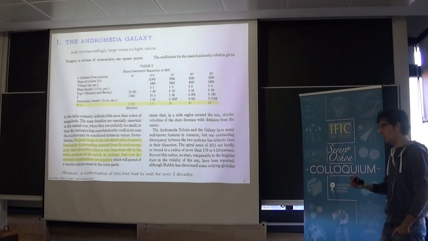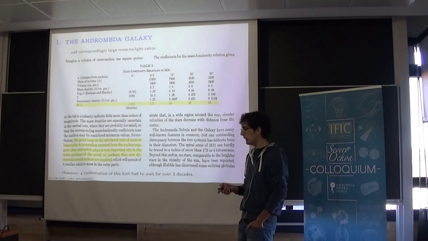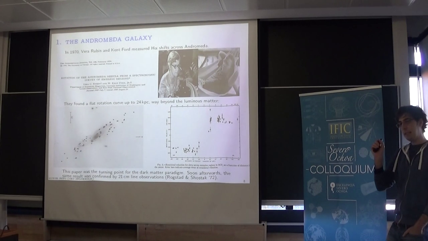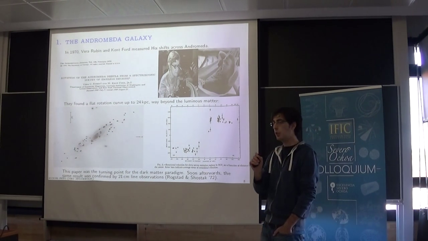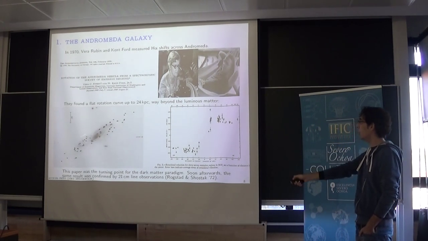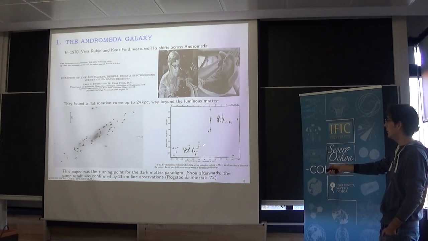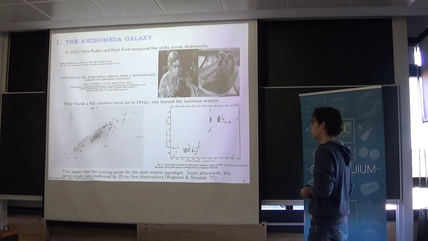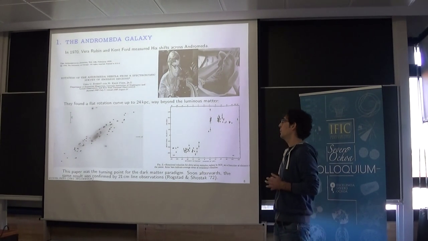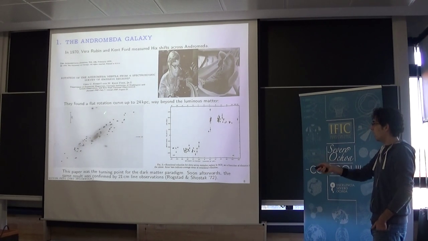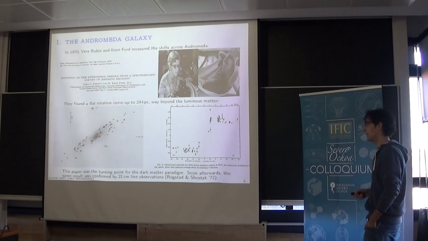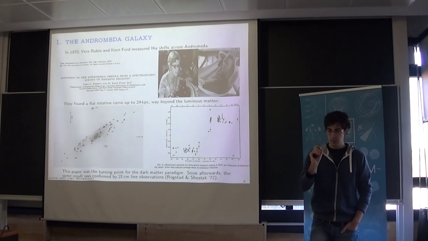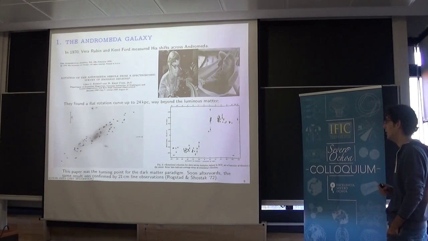However, a confirmation of this hint had to wait quite a few decades. There were several people working throughout these decades, but the big boost came in the 1970s when Vera Rubin and Kent Ford measured the shifts of ionized hydrogen, so H-alpha lines, across Andromeda. And with the same kind of procedure, they determined the rotation curve of the galaxy. They found a more or less flattish rotation curve that rises steeply in the beginning, but then basically stabilizes at a value way towards the outskirts of the galaxy. This was later confirmed also with other data, with the 21 centimeter line from atomic hydrogen, a couple of years later.